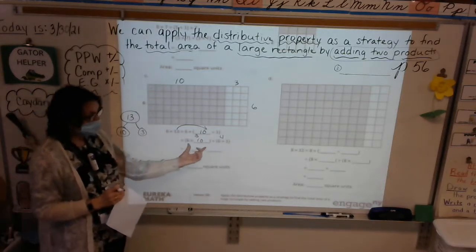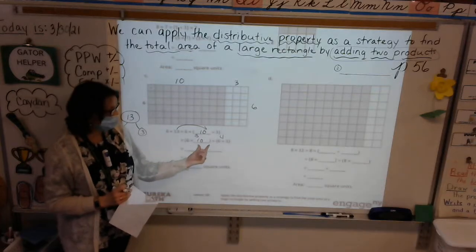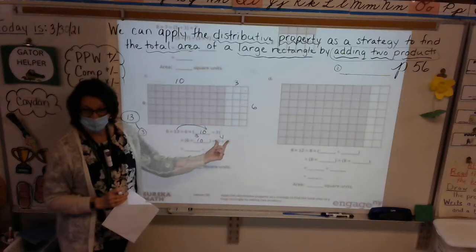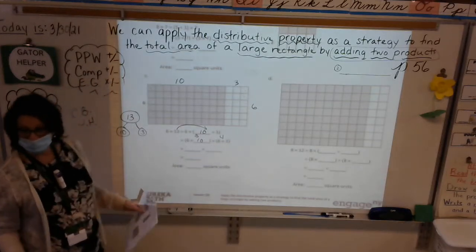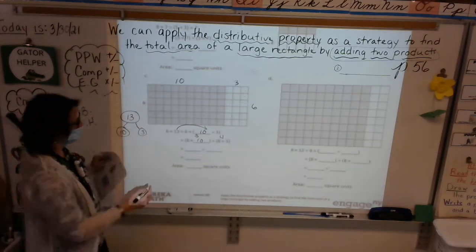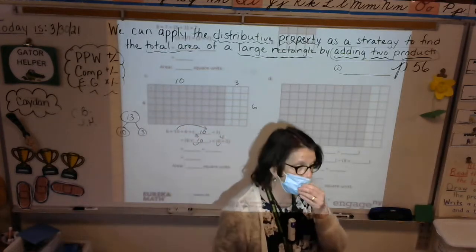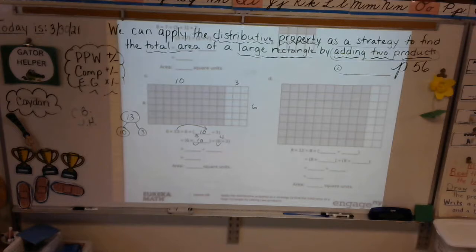Very good. So let's go ahead and label those two expressions. 6 times 10 represents the area of the shaded. 6 times 3 represents the area of the unshaded. Okay, what goes on our next line? We have to find the products of both of those. Go ahead and find your products and write them on the next line. They're both easier facts, much easier than multiplying 13 times 6. So you should have a reason for wanting to decompose.